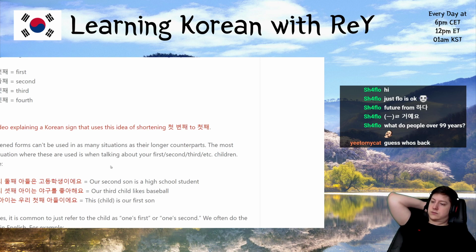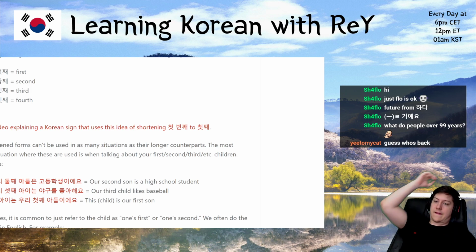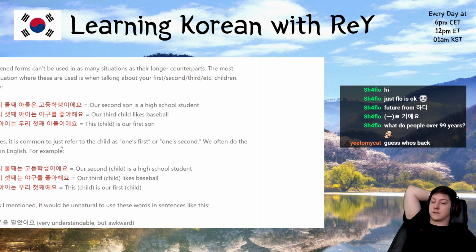Okay, yeah. The question I have is it also fine if you don't shorten it? Because then it's easier to remember. Do you have to, or is it way more common to shorten it when you're talking about your children? Or is the non-shortened version for children also perfectly fine? In these cases, it's common to just refer to your child as one's first, one's second. We often do the same in English. Our second is a high school student.